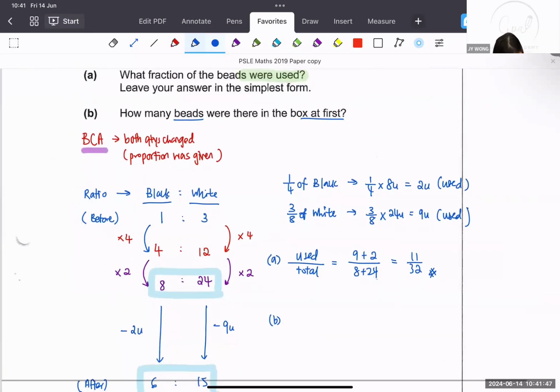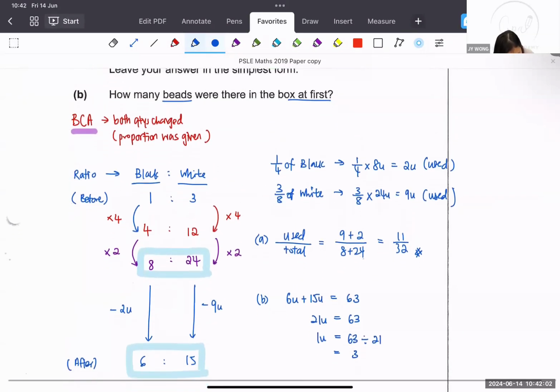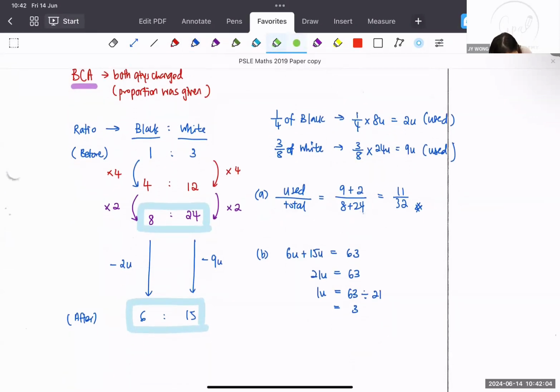So at the end will be 16 units plus 15 units. That will give you 63 bits that was left. So 21 units is the same as 63. 1 unit will be 63 divided by 21. I will get 3. What do they want? How many bits were in the box at first? We already know the ratio, the fraction is 11 out of 32. So total will be 32 units for the number of bits at first. So that will give me the answer 96.